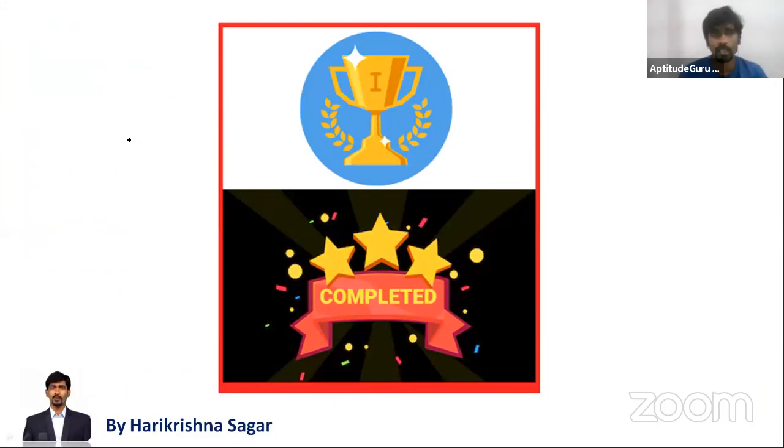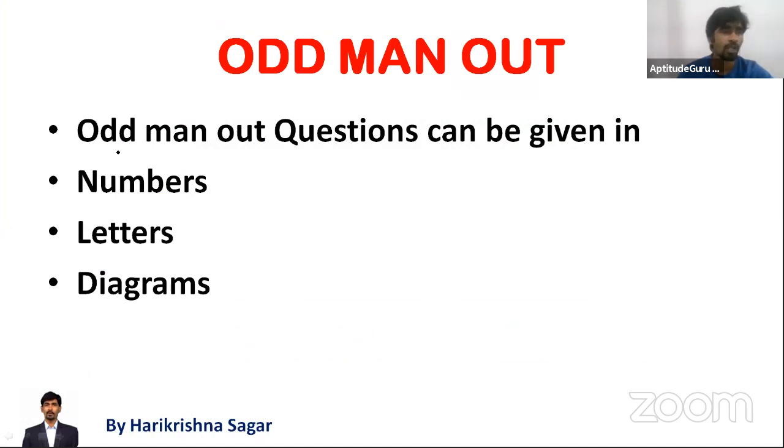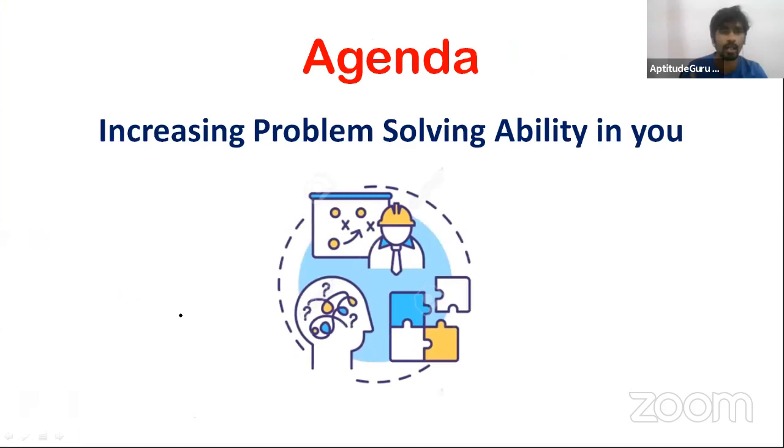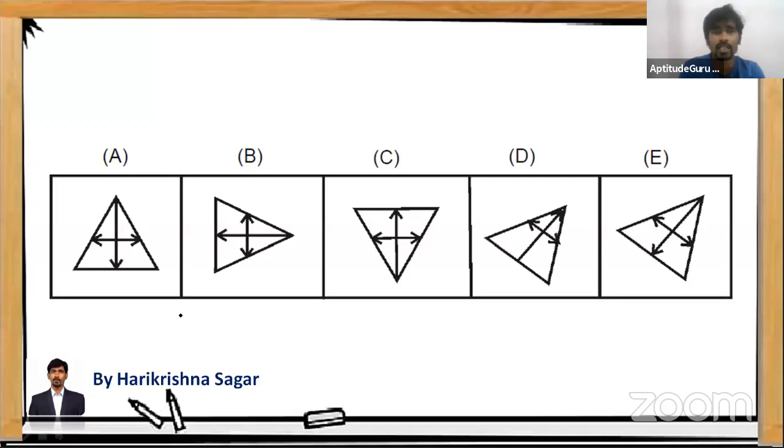Similarly, the questions which are related to odd man out. Very simple pattern of odd man out. In odd man out, you are going to see again questions on numbers, letters and diagrams. The agenda of these odd man out questions is to improve your problem solving ability, how to look into the question. That's the main agenda. Can you tell me what is the odd man of the following options? Please look at the diagrams. I'm starting with the diagrams only to make you feel comfortable.